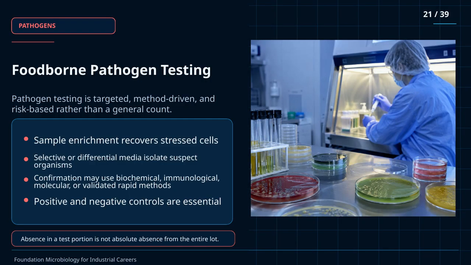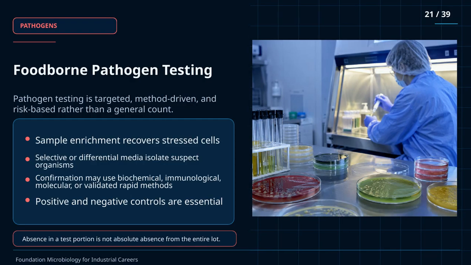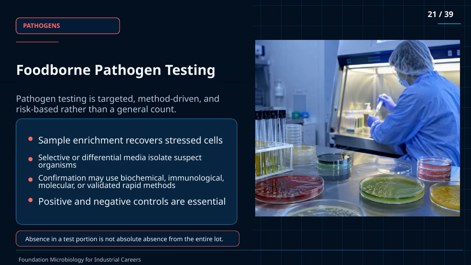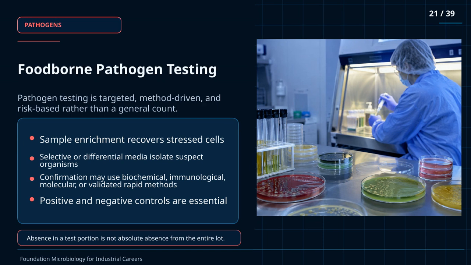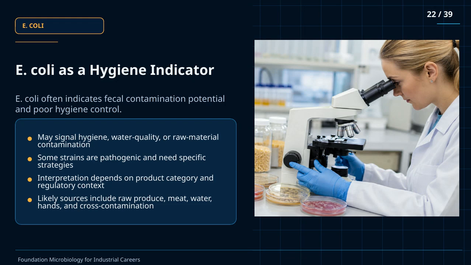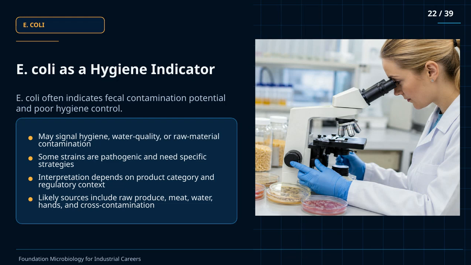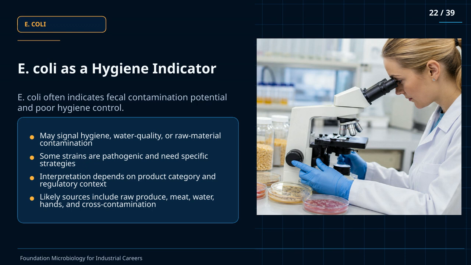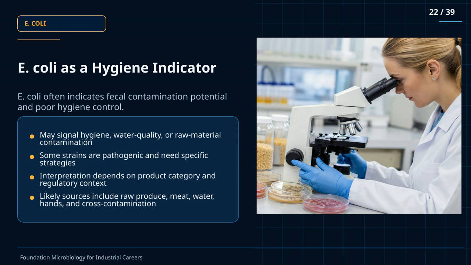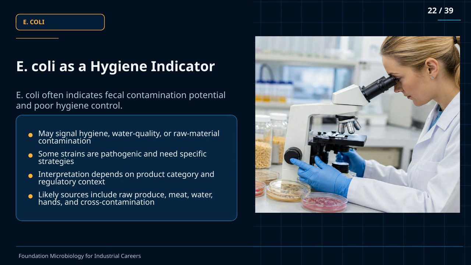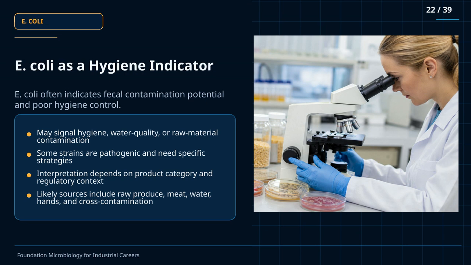Foodborne pathogen testing is targeted, method-driven, and risk-based rather than a general count. Enrichment, selective isolation, confirmation, and strict controls help recover and manage suspect organisms correctly. Escherichia coli is commonly used as an indicator of fecal contamination and poor hygiene control. Its presence may point to water issues, raw material contamination, poor hand hygiene, cross-contamination, or post-process failures.